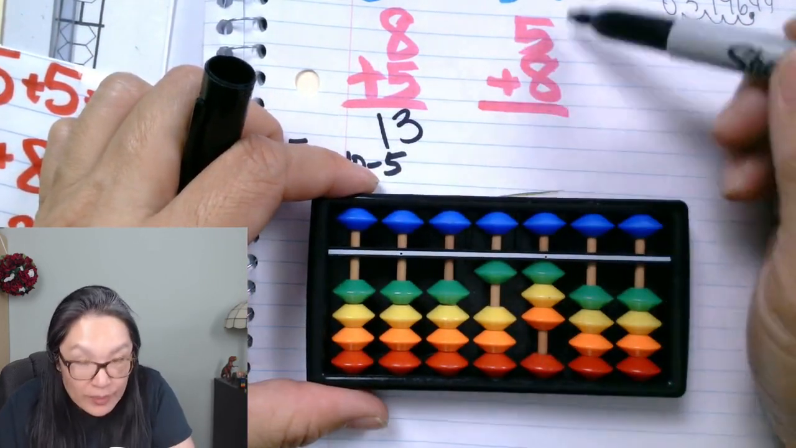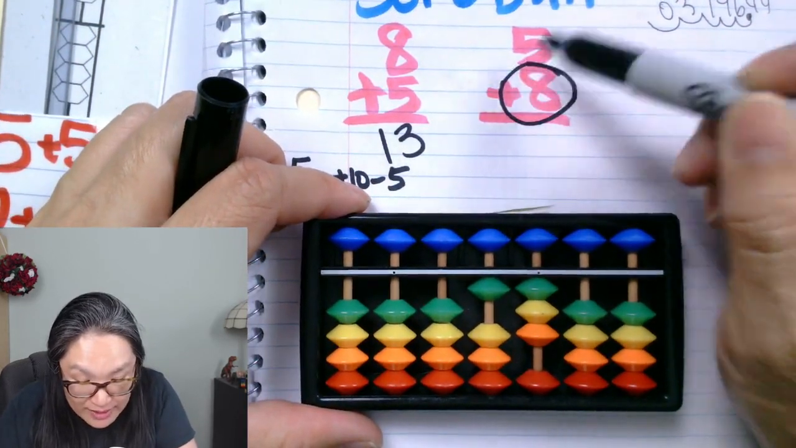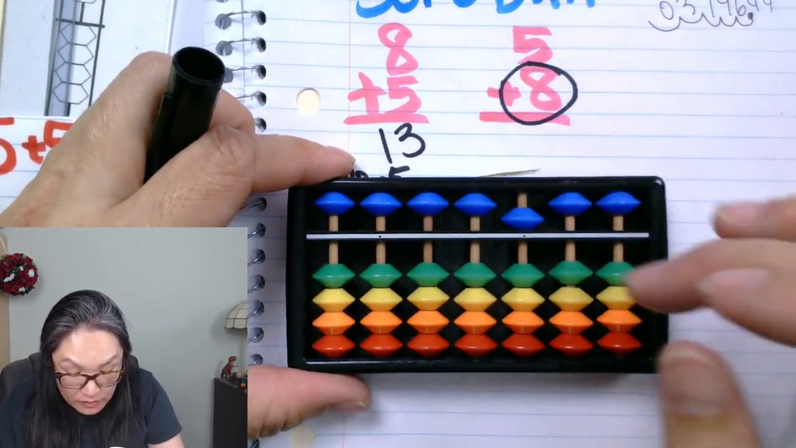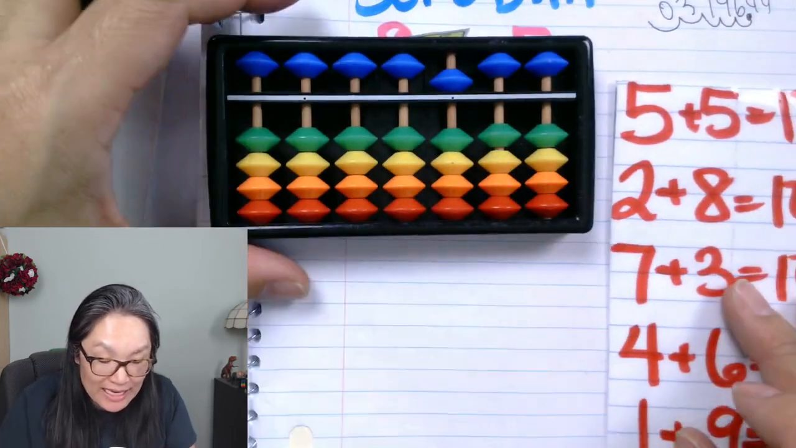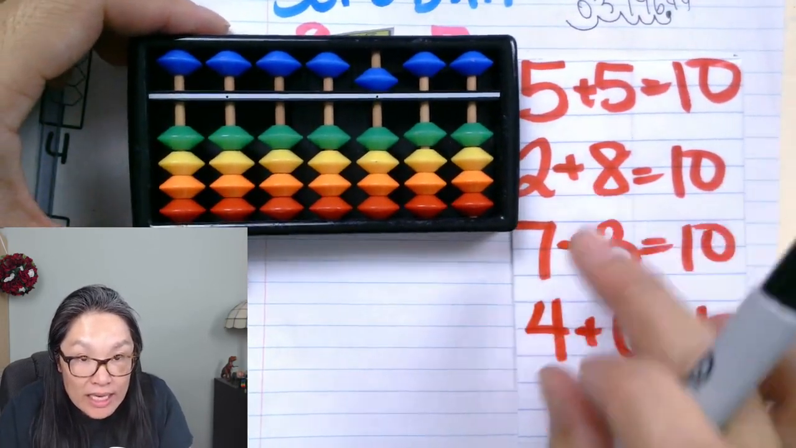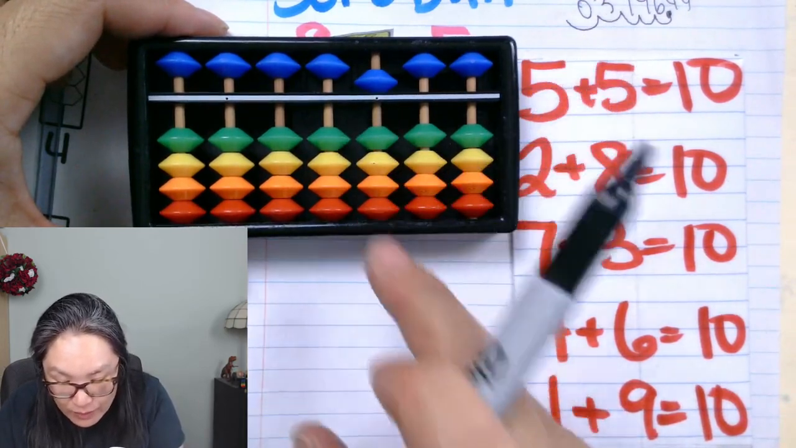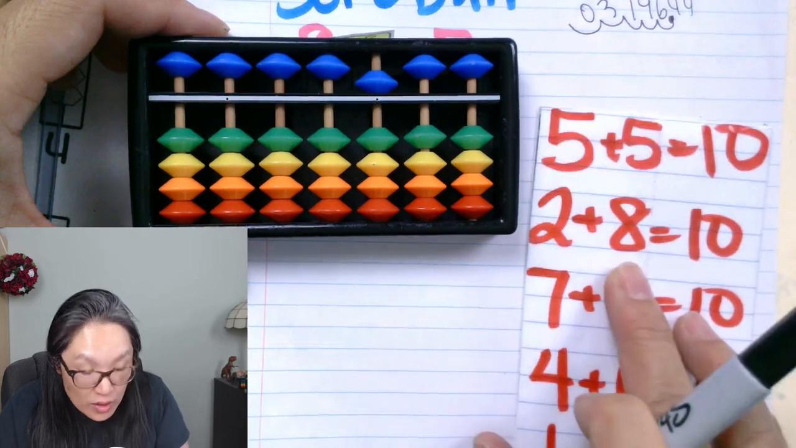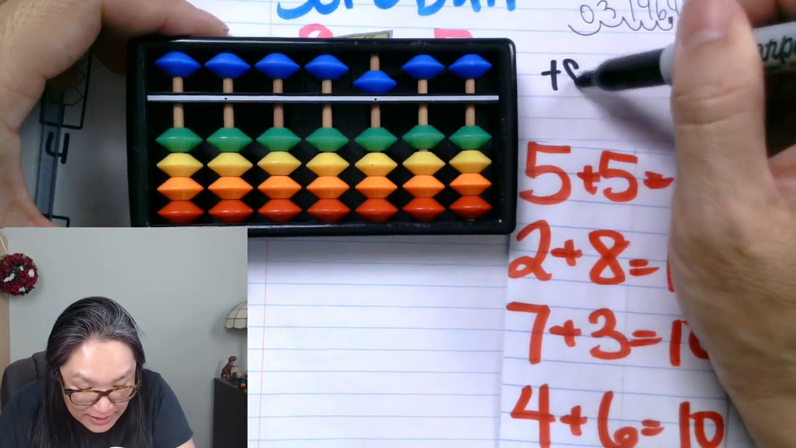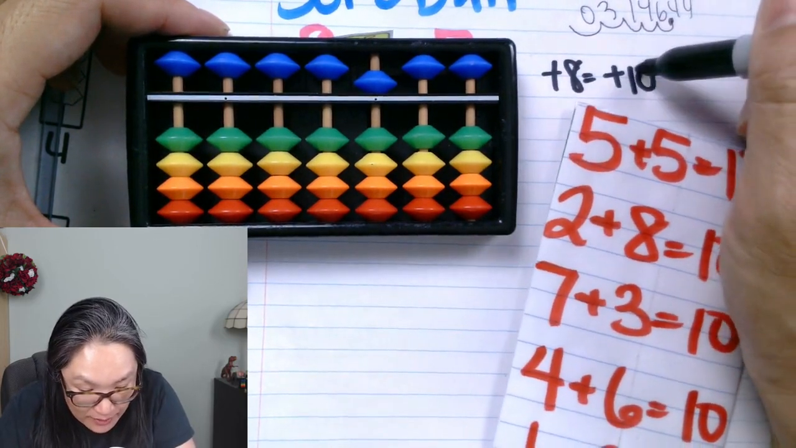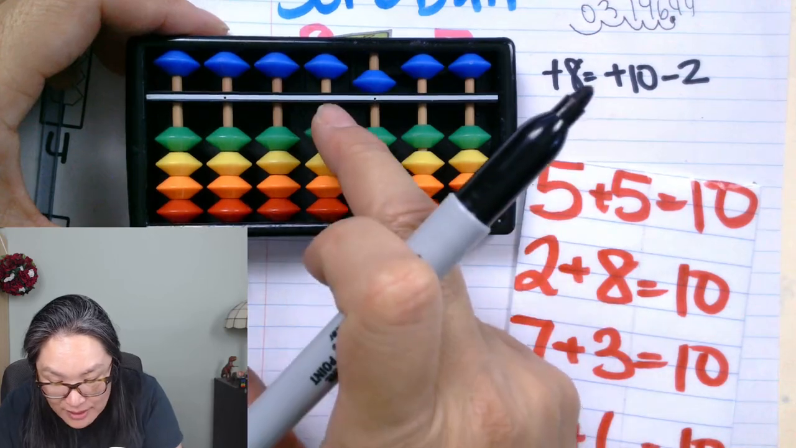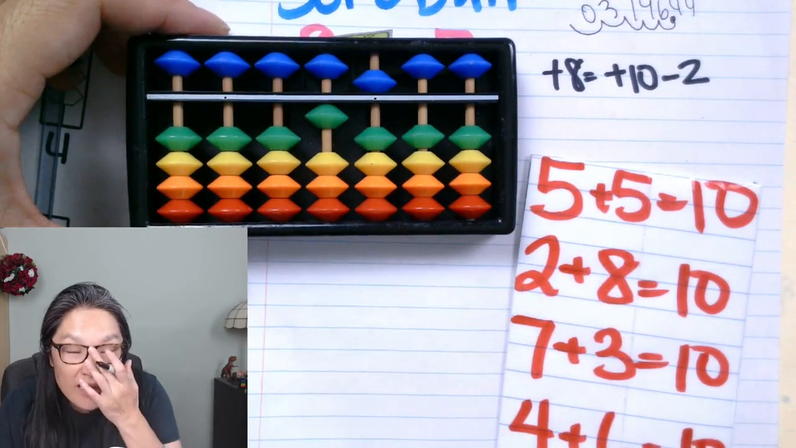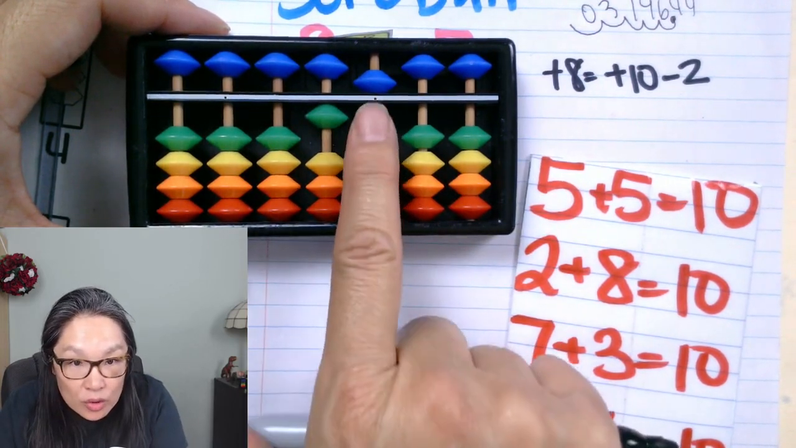Not a problem. But now this is the problem. Why? Because now we're going to add the 5, and now we need to add the 8. We don't have any beads to add the 8. We know that when we add the 8, it is equal to plus the 10 minus the 2. When we plus the 10, we know how to add the 10. Now what are we going to do? We're going to take away the 2.